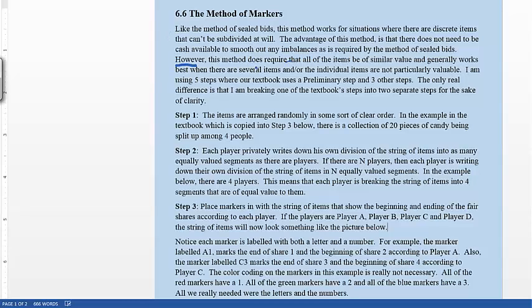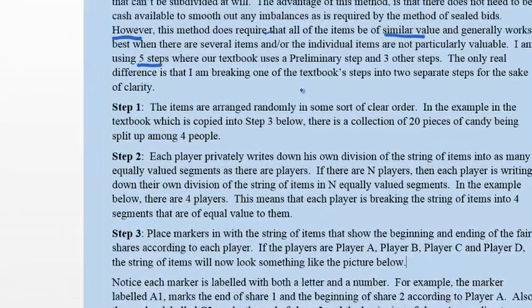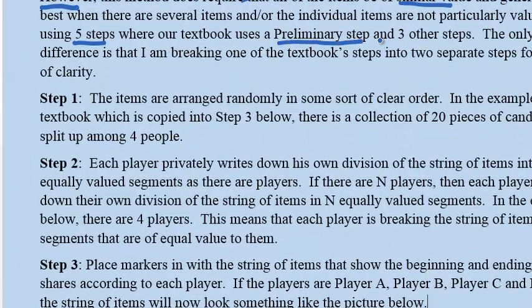However, this method does require that all of the items be of similar value, and generally works best when there are several items and/or the individual items are not particularly valuable. I am using 5 steps, where our textbook uses a preliminary step and 3 other steps. The only real difference is that I am breaking one of the textbook steps into 2 separate steps for the sake of clarity.